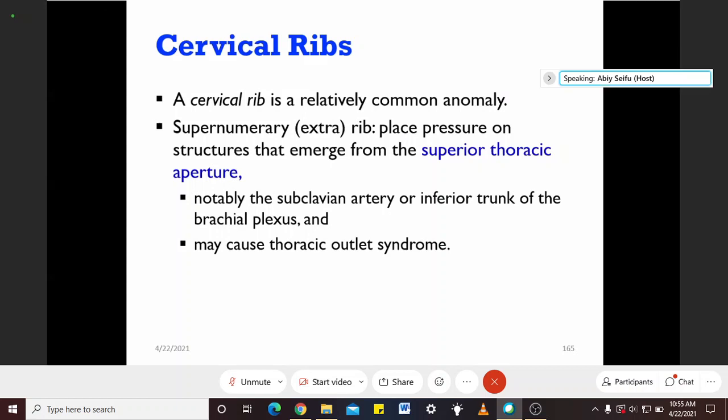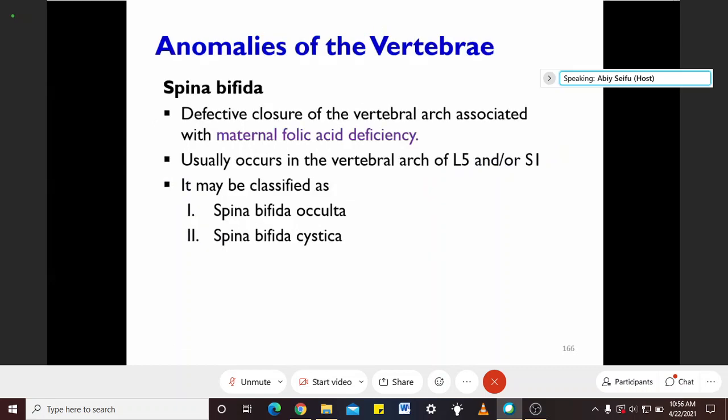There are two apertures of the thorax, the superior aperture and the inferior aperture. The neurovascular structures that exit through the superior aperture get pressure from these extra cervical ribs. Specifically, the subclavian artery and the inferior trunk of the brachial plexus have a great chance to be compressed by these cervical ribs.